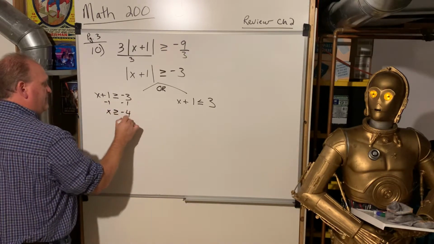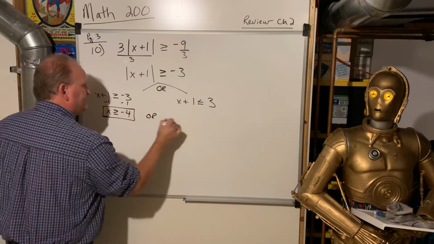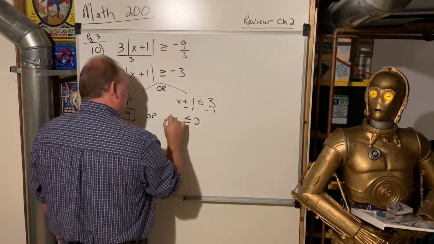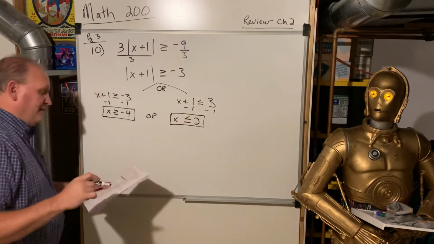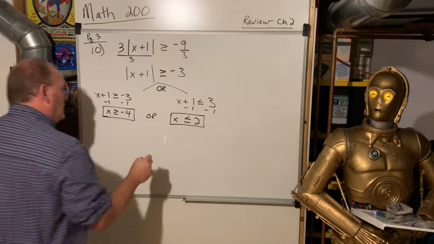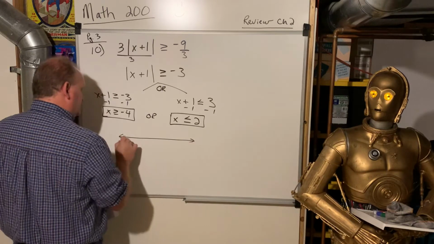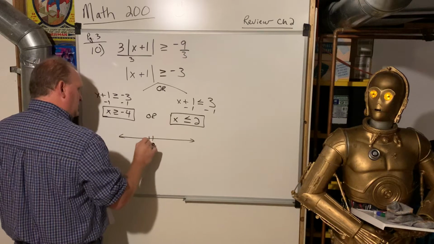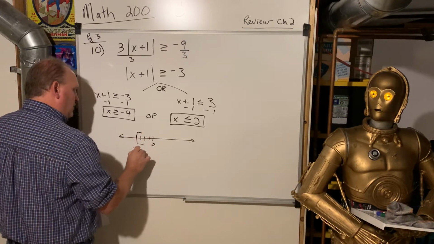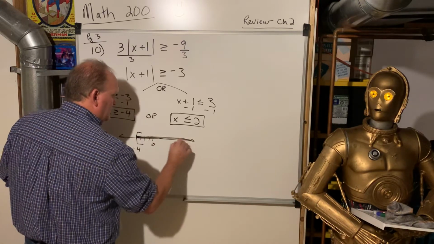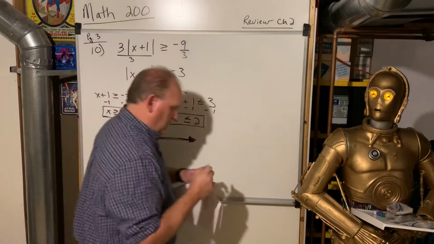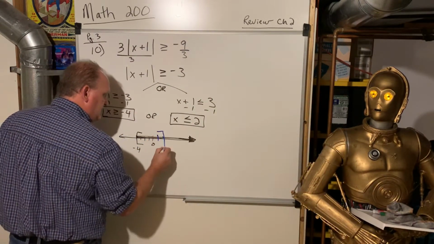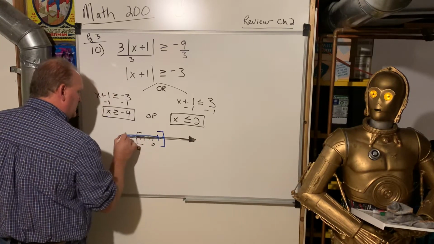x is greater than or equal to negative 4, or x is less than or equal to 2. And so if we look at the graph of this one, I'll do this one in black. That is 0, 1, 2, 3, 4. Right there, negative 4, and it's going to the right. And then the other one is a bracket going to the left.